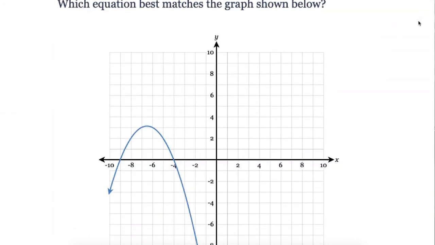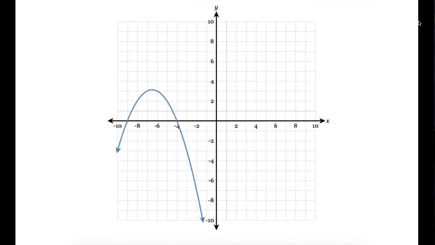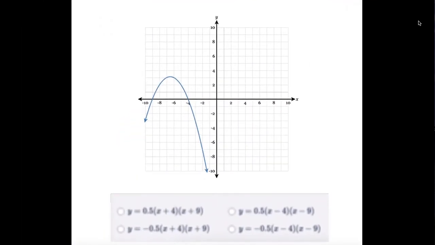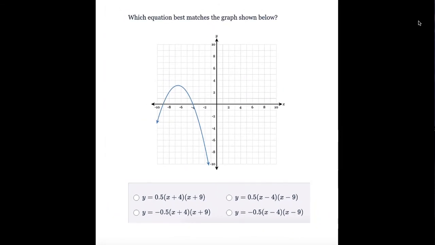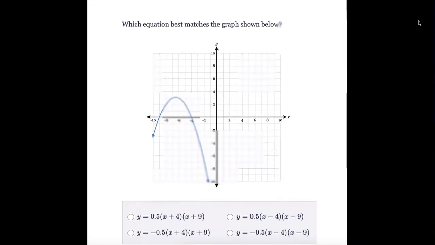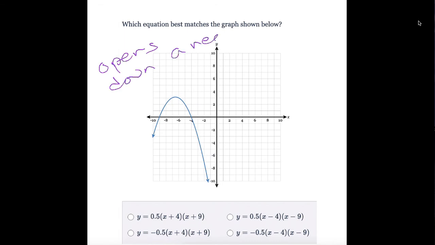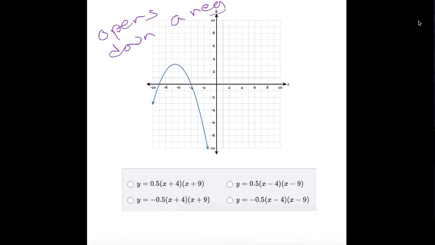The last one, take a look at something like this, and notice that if I'm going to look at this one, I'm matching this one, match the equation. Well, notice it opens down. So it opens down. So a is negative. So right away, that means that I'm not going to need this one, and I'm not going to need this one.